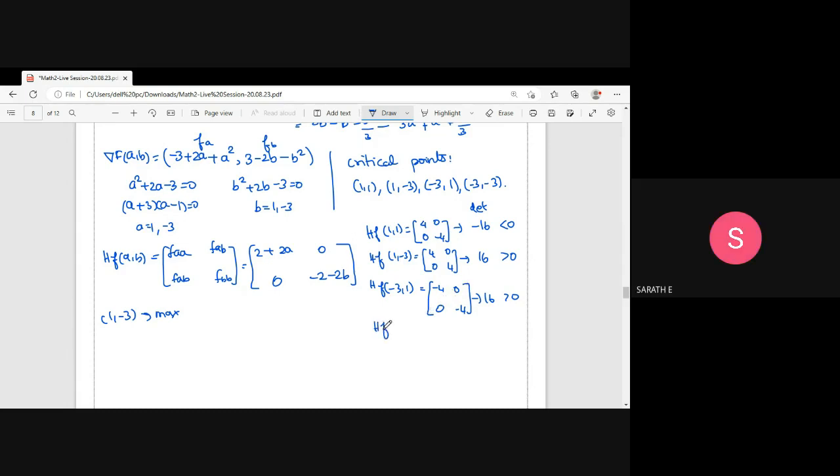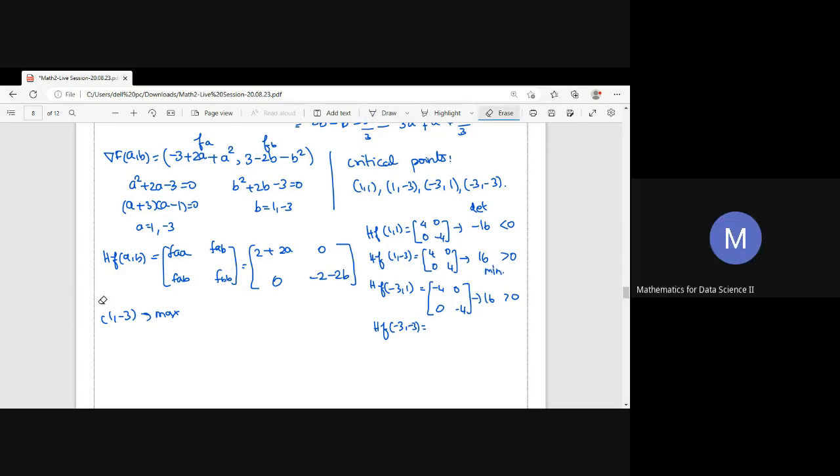No, it's the other way around. When it's negative, then it should be a maximum. When it's positive, it should be a minimum. So here it is positive, so it is a minimum. Yes, this is the minimum and this is the maximum.